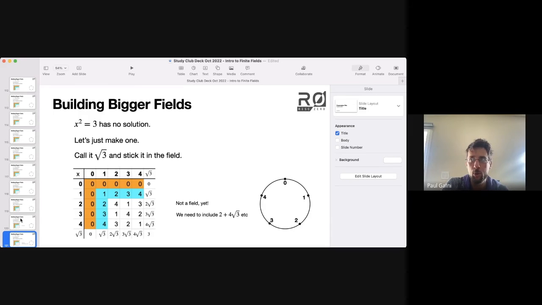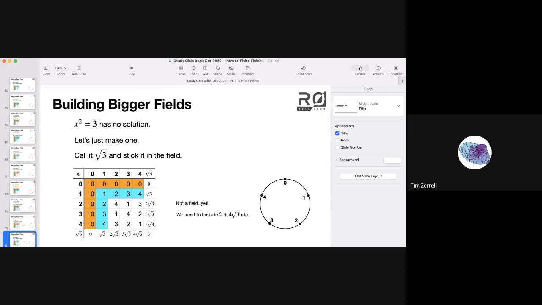So I need to include all of the things that can be built using root 3. I need to include 2 plus the square root of 3, etc. Is there a question? There's a question. Great.